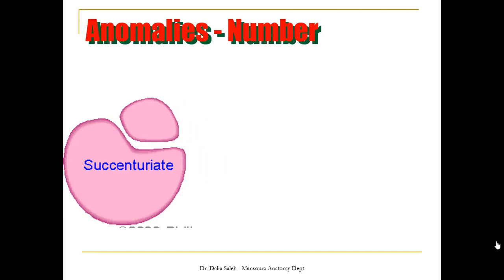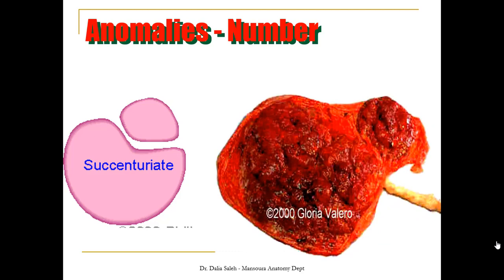Regarding the number, we have placenta succenturiata. You can see that you have a full placenta and another additional part. Of course, this may lead to complications during delivery if this added part is left behind.